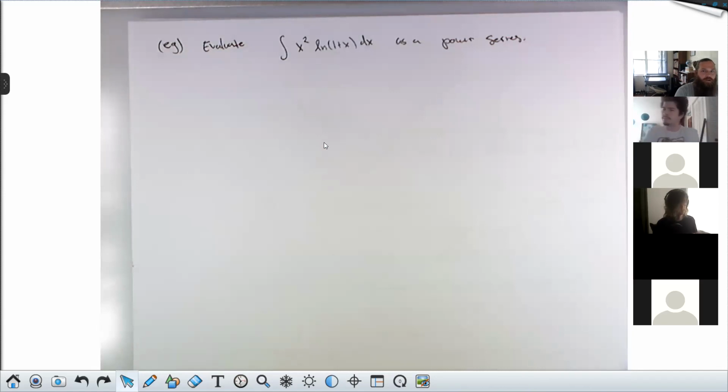So again, this is not an integral I know how to do otherwise, although we might be able to attack it a few different ways. The problem is telling us to do it as a power series. So we need to rewrite this thing as a power series. And the trick is that I know how to rewrite this part as a power series. So I know a power series for ln of 1 plus x. I can use that to get a power series for x squared times ln of 1 plus x.